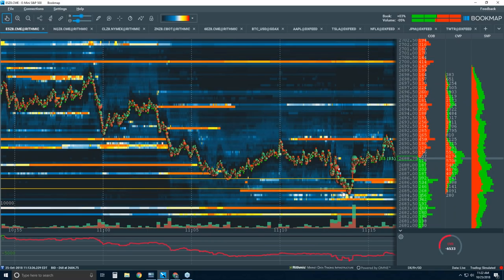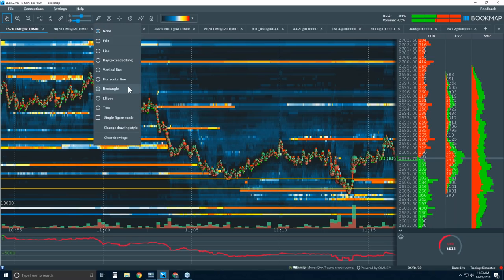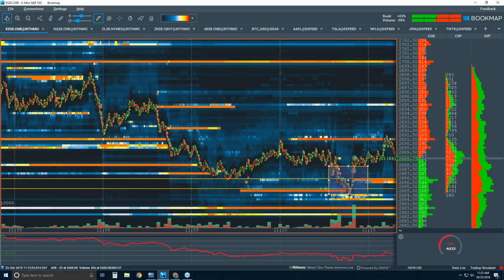This is what I'm looking for. Now, look at all these sellers, and look how the buyers took that and moved it above all of these sellers here. This is where the trap is. See how the buyers came in right here? This is what we're looking for. Let's just mark it up right here. Boom.